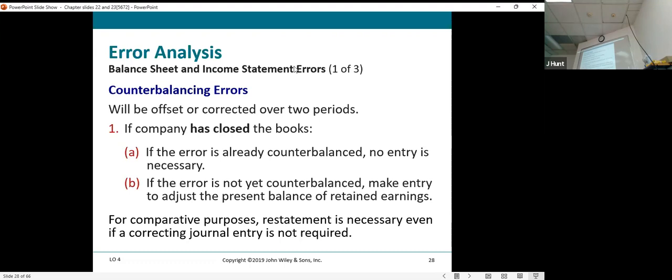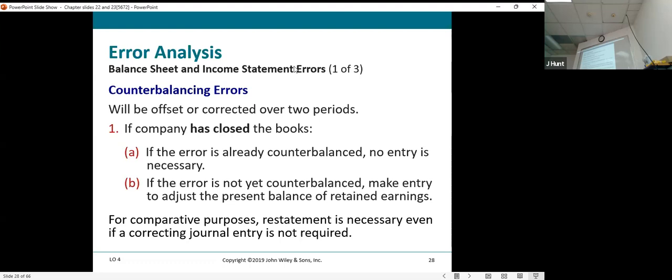Here, where we have the counterbalancing, where it'll wash by the next period, they say it will offset or correct over 2 periods. So they specify, right? You can't say, oh, it's going to correct in 10 periods. It's 2 periods. Here, if the error is already counterbalanced, no entry is required. Two, if the error is not yet counterbalanced, you make an entry to adjust the present balance of retained earnings. So for comparative purposes, you may need to restate, right? Even if a correcting journal entry is not required.